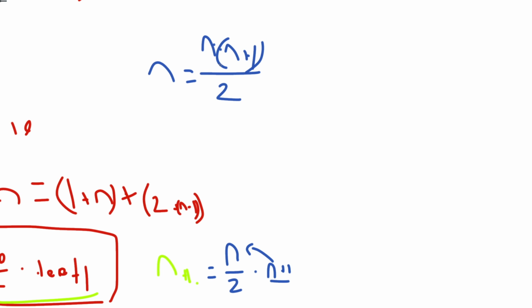Now, the easiest way to simplify this is the distributive property. So let's multiply n by n and n by 1. So what's n times 1? Well, this is just going to be n. So n plus n squared, because n times n is n squared, right? And then we're going to divide that by 2.